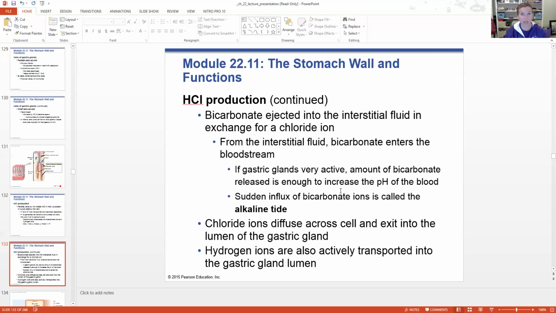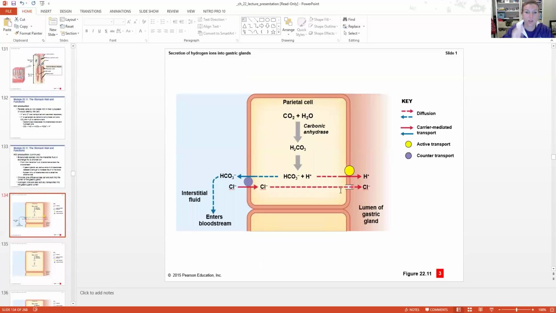And that's how HCl is produced. So here you see the whole process: carbon dioxide and water combining via carbonic anhydrase to form bicarbonate. The bicarbonate is dissociated into carbonic acid and a hydrogen ion, and then we have the chloride shift happening through the bloodstream. The bicarbonate goes into the blood, the chloride ion comes into the parietal cell, and then the hydrogen and chloride ion are both secreted into the lumen of the gastric gland.